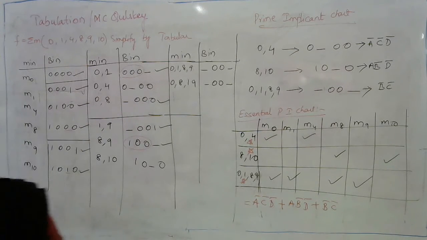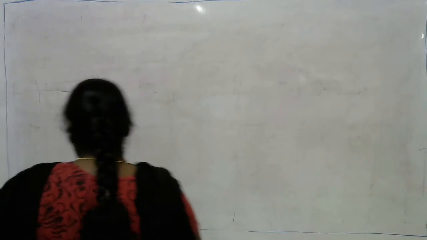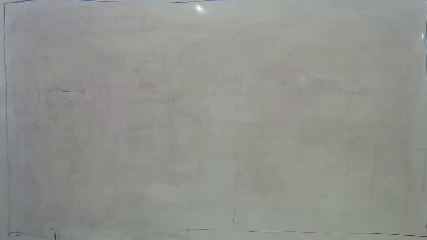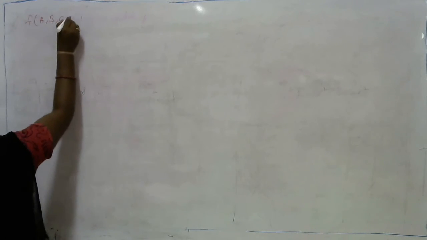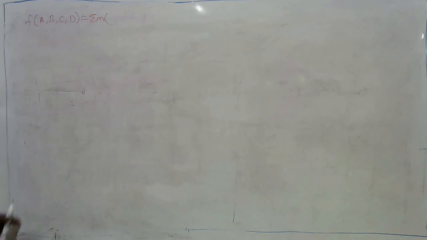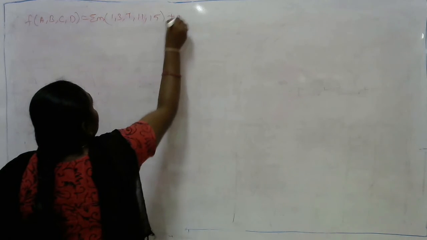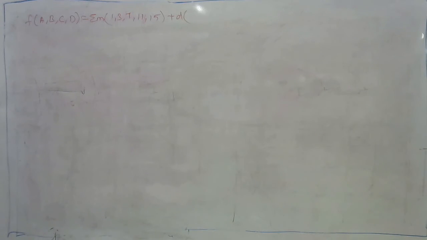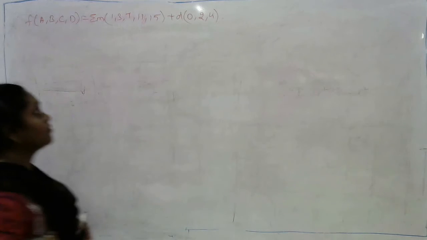Now let us see the same tabulation method with one more example, with don't cares. So now let us see the tabulation method with a second example, that is f of A, B, C, D equal to sigma m of 1, 3, 7, 11, 15 plus don't cares of 0, 2, 4.